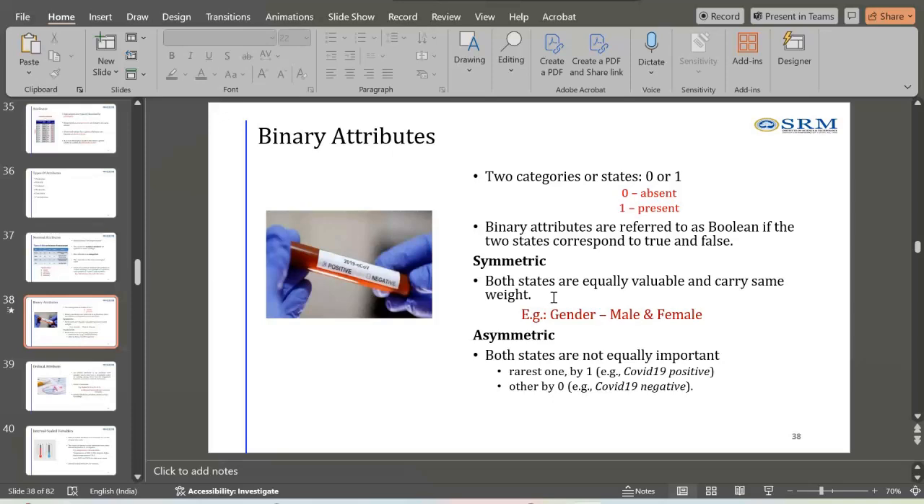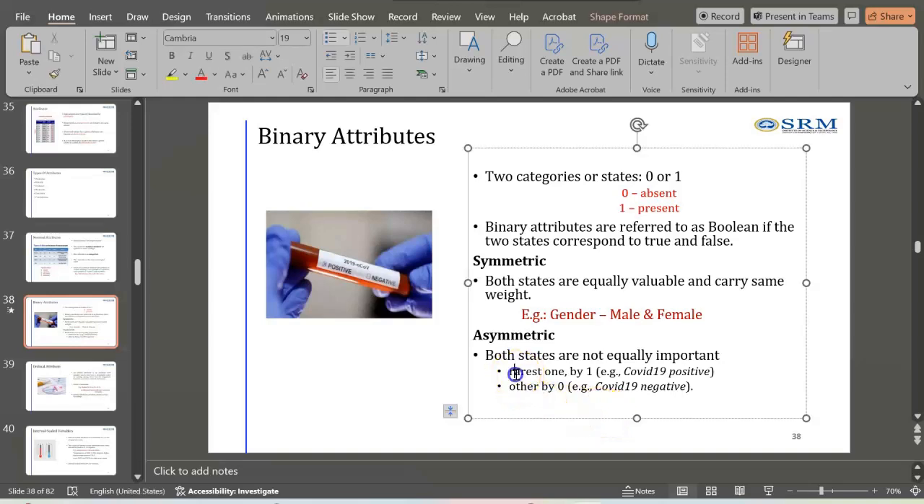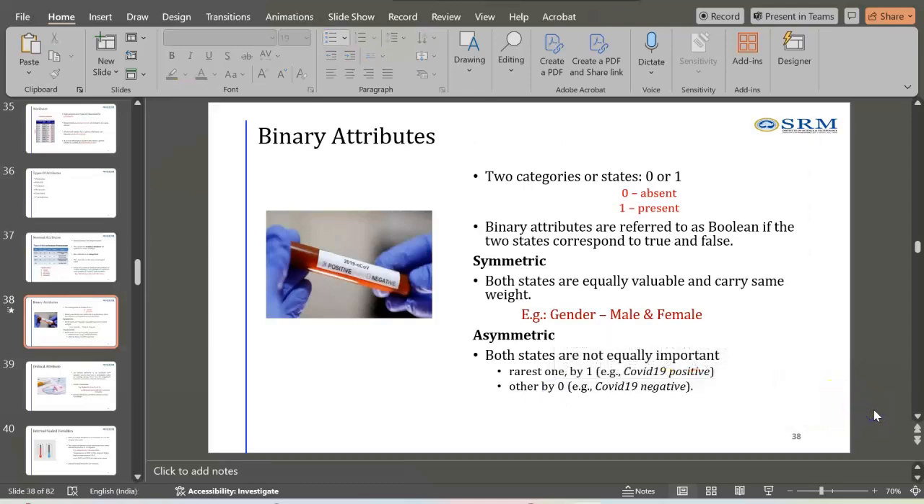When you come to asymmetric attributes, both the states are not equally important. The 0 state will have a different weight and the 1 state will have a different weight. For example, the rarer outcome is represented by the value 1 and the other by 0. COVID-19 positive will be represented by 1, and COVID-19 negative by 0. So obviously the states have different weightage. Such zeros and ones are represented as asymmetric binary attributes.